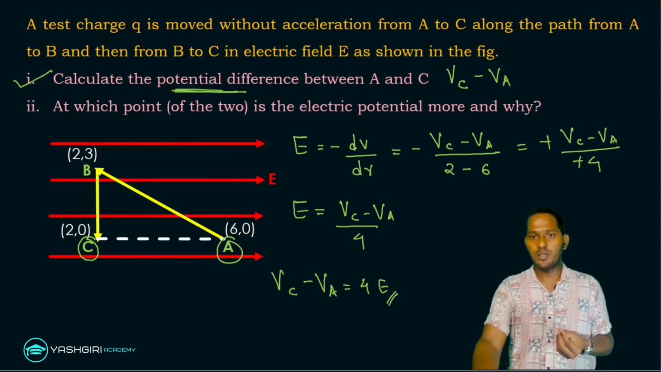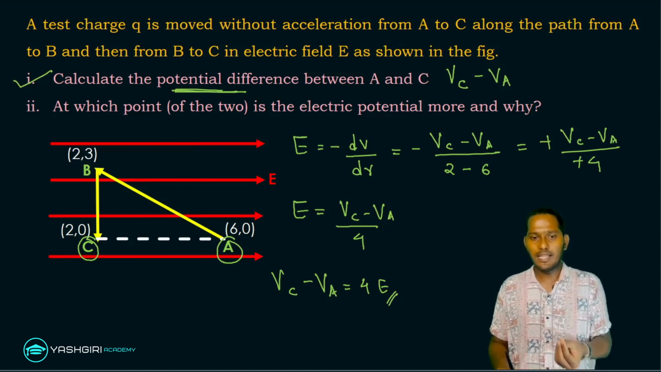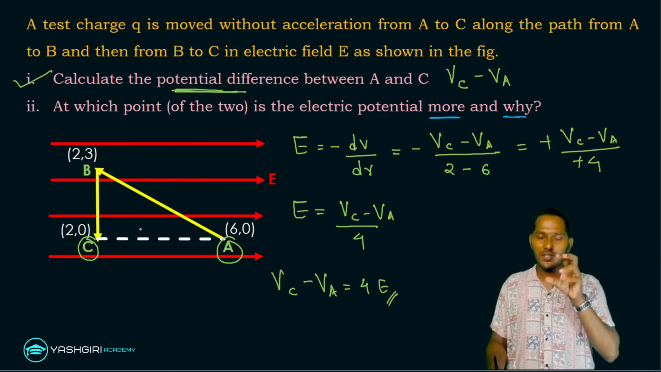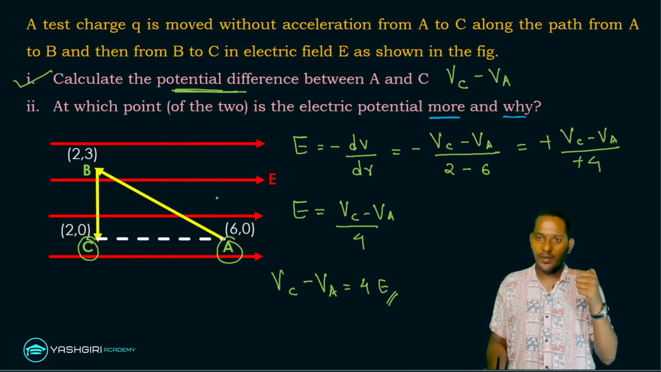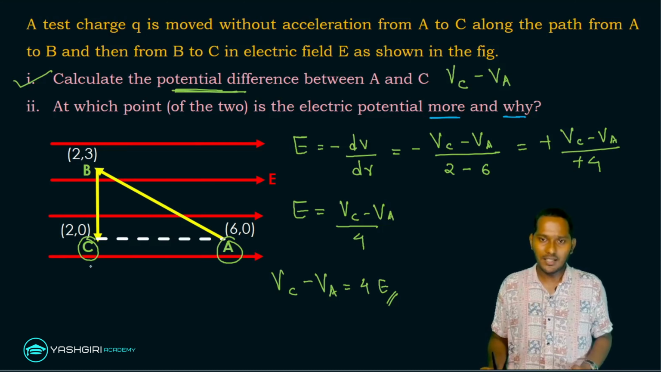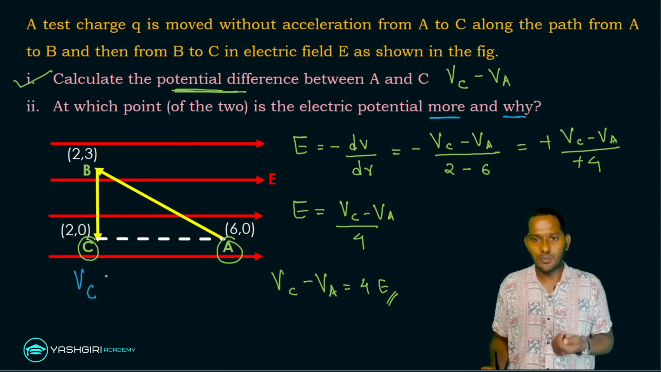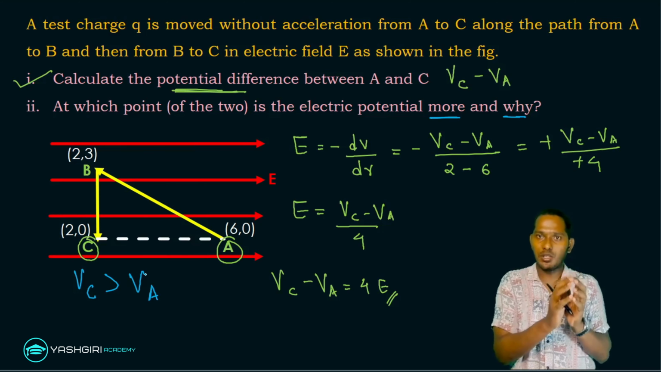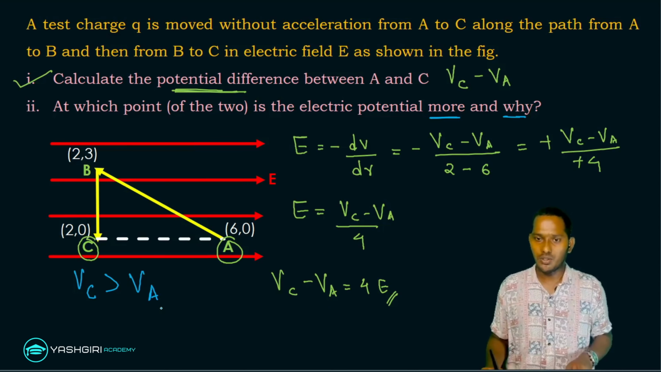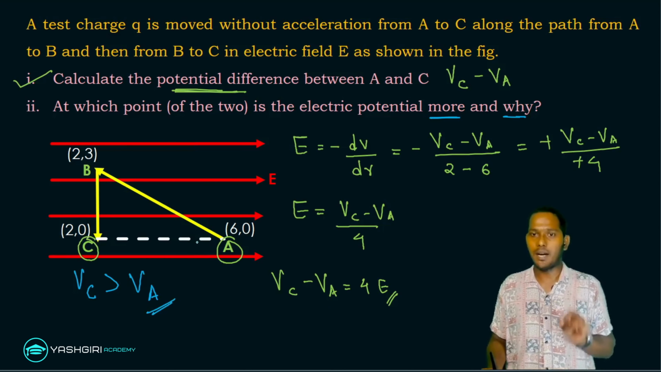Now, second part, students: at which point of the two is the electric potential more and why. If you just see the direction of the electric field, we know that it will always be towards the decreasing potential, right? That means the point C will be at a higher potential than the point A. So VC is going to be greater than the potential at A, because the direction of the electric field goes from higher potential towards lower potential region. So this is my answer for the second part.